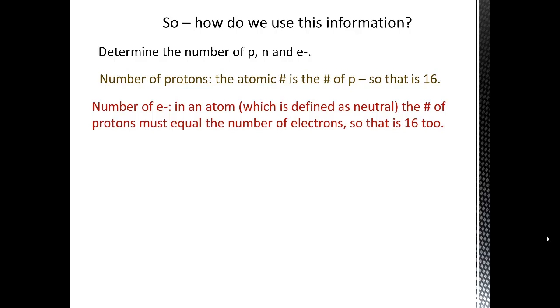An ion would have a different number of electrons than protons. If it was going to be a positive ion, it should have fewer electrons. If it's a negative ion, it should have more electrons.